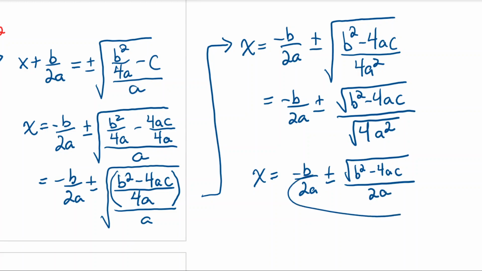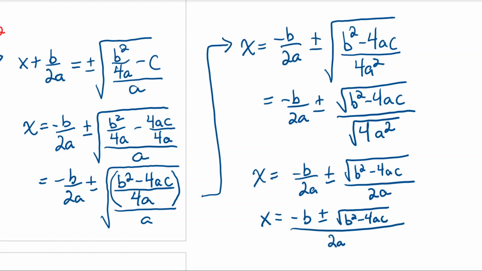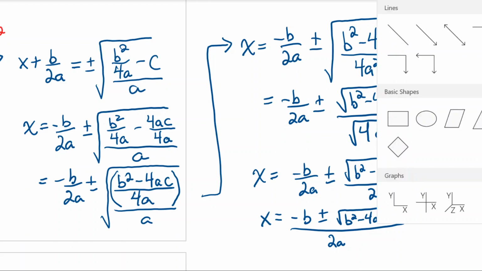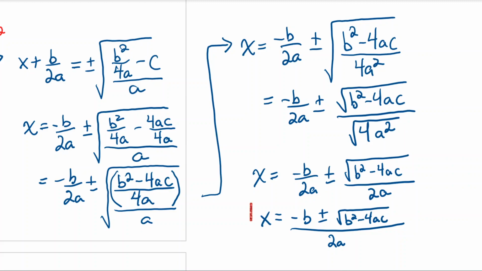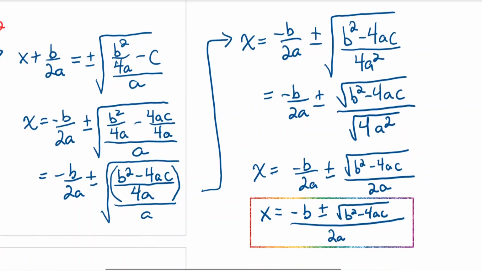Here we have a common denominator. Both terms have a 2a in the denominator, so we can now write this. And this is our last step. We're going to write everything in our numerators, and everything is all divided by 2a. And this is it. We've got it. We've got our quadratic formula. Boom.